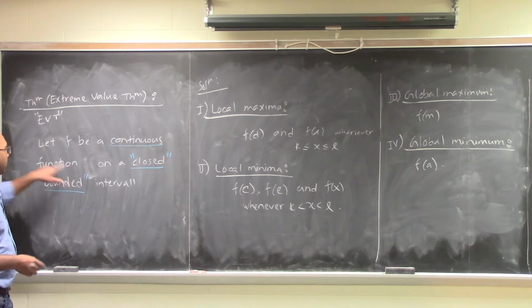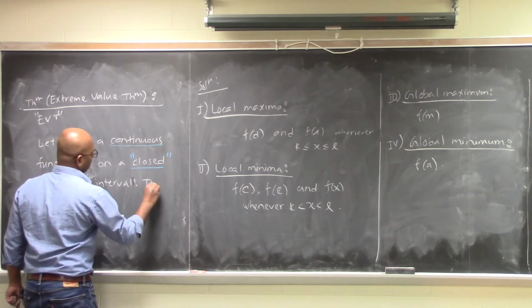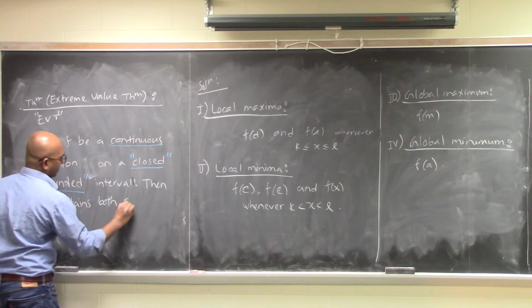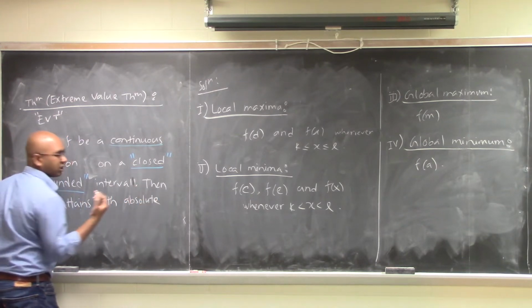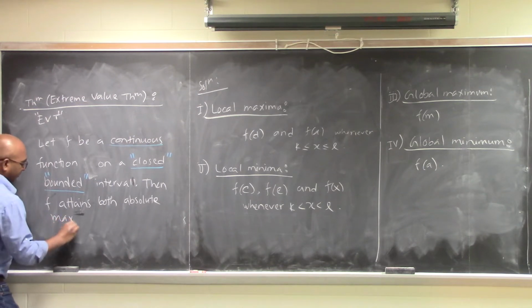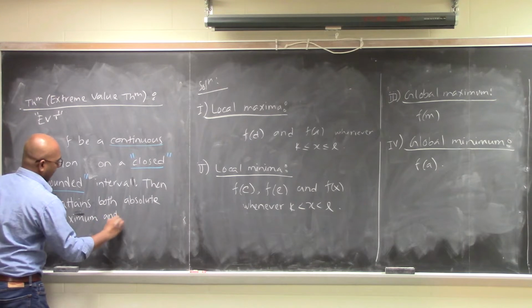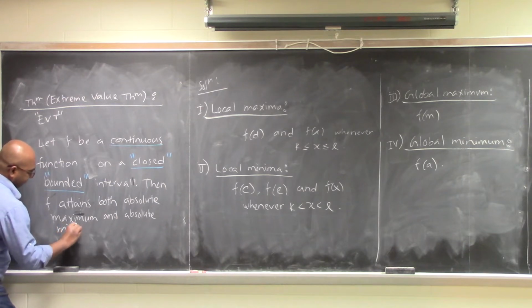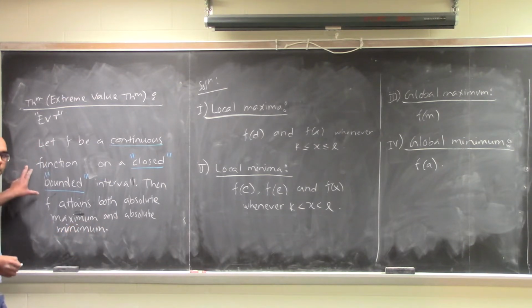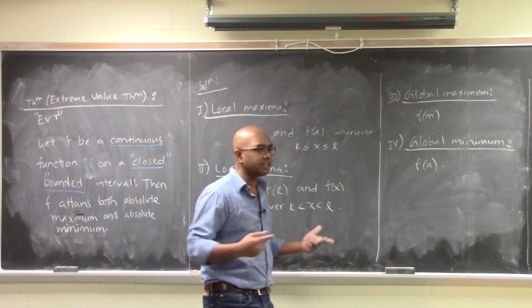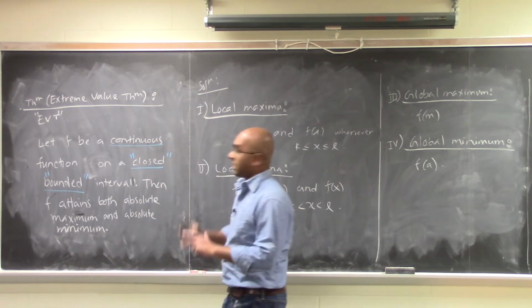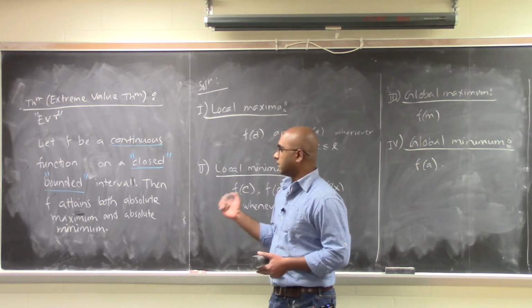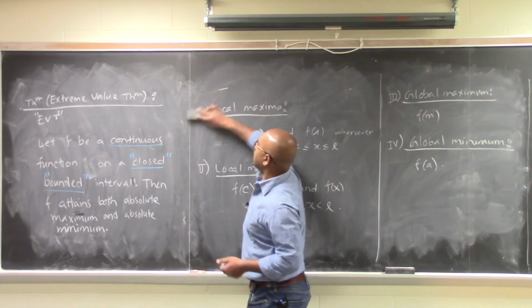Okay, let f be a continuous function on a closed bounded interval. Then f attains both absolute, or global, maximum and absolute minimum. Okay. This is a very powerful theorem, and that's actually at the heart of many things that we do. But unfortunately, we are not going to learn the proof of this thing. It will require some deeper things, the completeness axiom of real numbers.